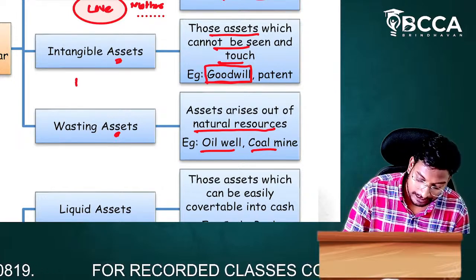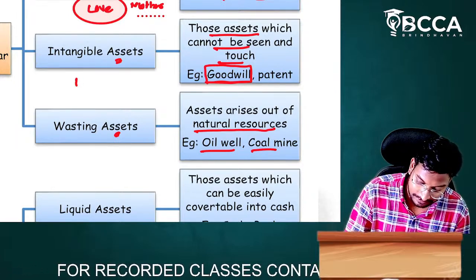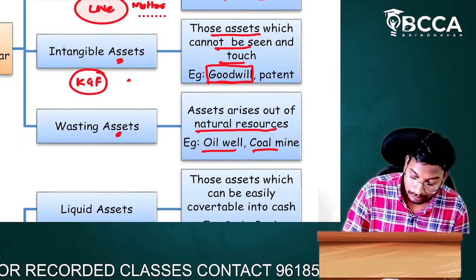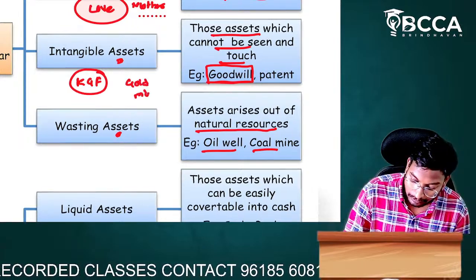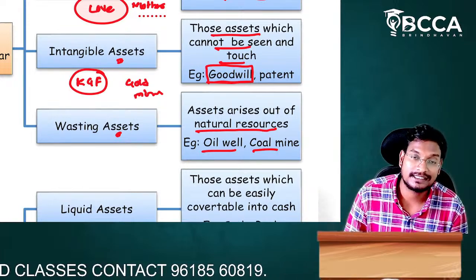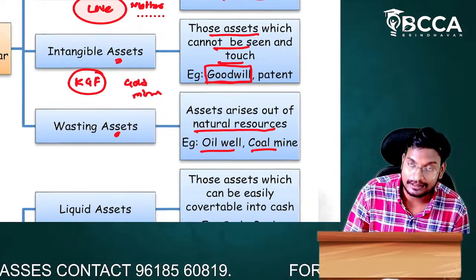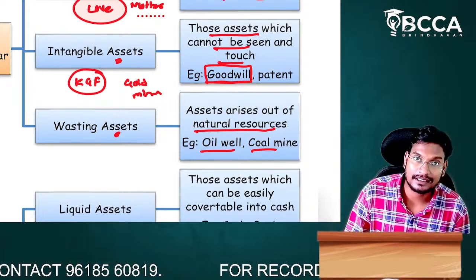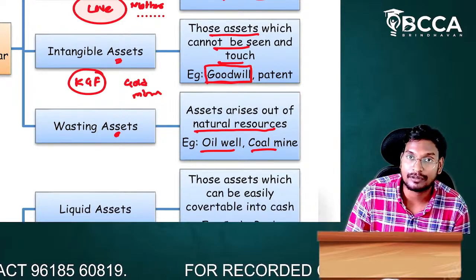Recently, we have got from one film, sir? KGF. In the KGF, they will show gold mines. Here the gold mines are also called as wasting assets. Wasting assets means they are related to nature. Even though we can see and touch them, they are again classified into another type.